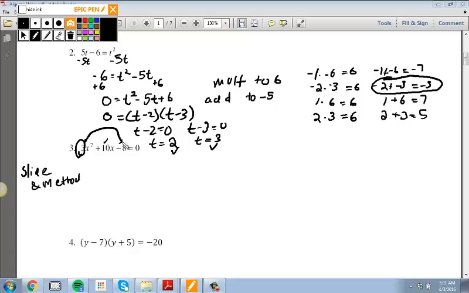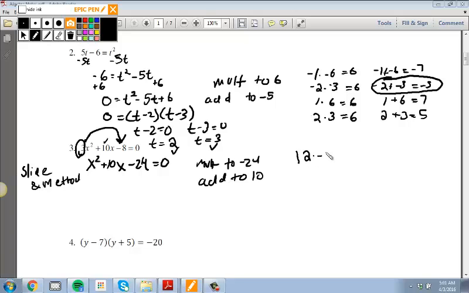So I'm going to multiply the 3 and the negative 8. So x squared plus 10x minus 24 is 0. And then I need to find numbers that multiply to negative 24 and add to give me the 10. So let's see, what is that going to be? That looks like a 12 times a negative 2 is negative 24, and a 12 plus a negative 2 is a 10. So I have x plus 12, x minus 2 is 0.